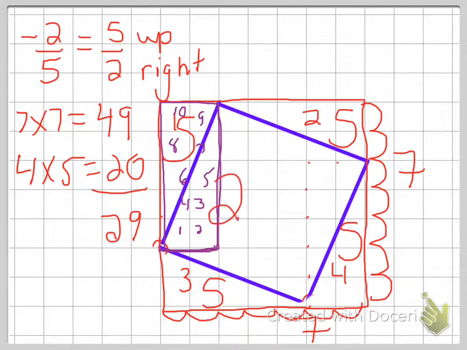The area of my tilted square is 29 units squared. 29 units squared does not have a perfect square root. So I leave my answer to the side length in radical form, and I call the side length the square root of 29. So the area, again, is 29 units squared, and the side length is the square root of 29.